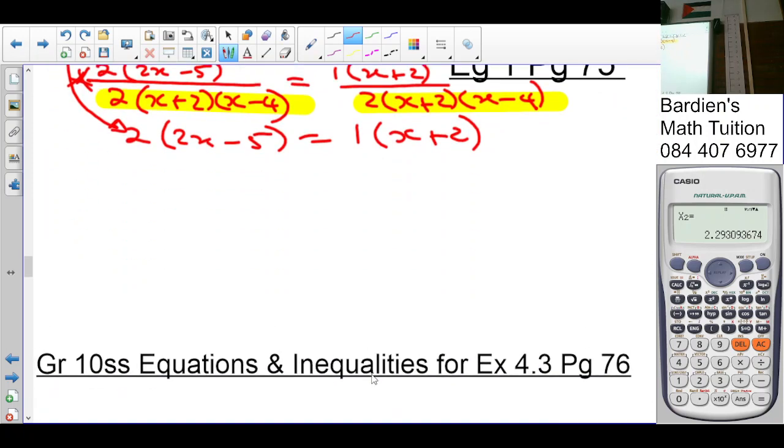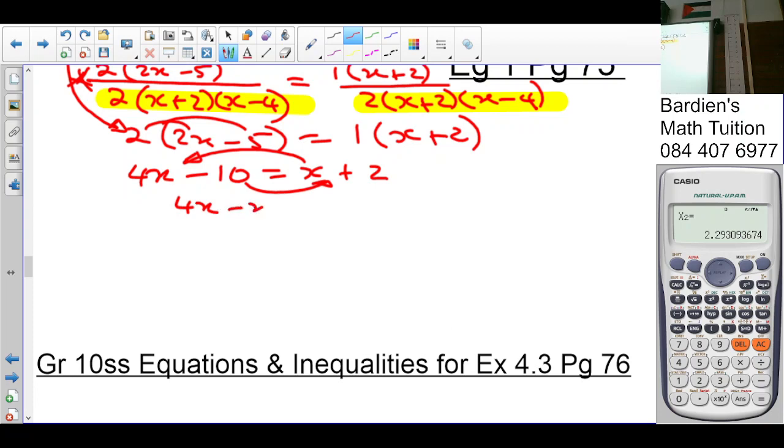So let's solve for x here. What do we get? Multiply this in. You're going to get 4x minus 10 is equal to x plus 2. So what do we do now? x is one side, numbers on the other side. So you got 4x minus x equal to 2 plus 10. Not so? What's 4x minus x? 3x is equal to 12. Divided by 3 both sides. So x is equal to?